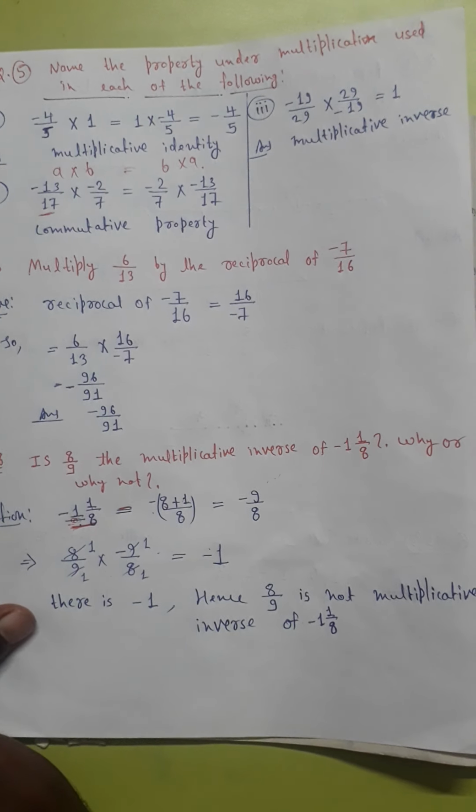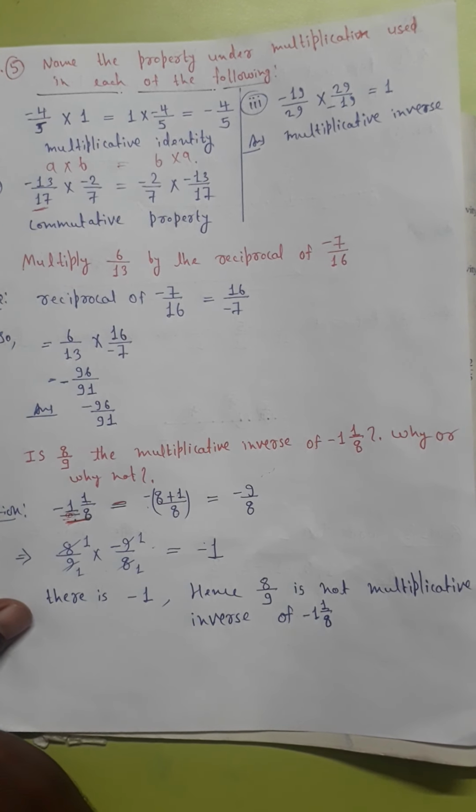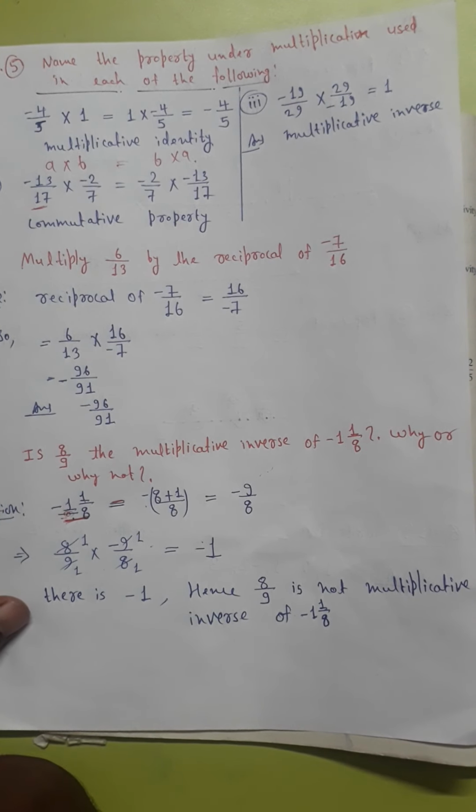Since we are getting minus 1, it means 8 upon 9 is not a multiplicative inverse of minus 1 and 1 by 8. But if we get 1, then it is a multiplicative inverse.